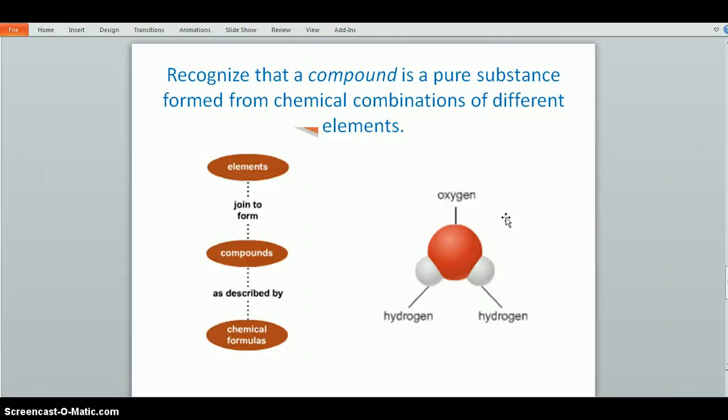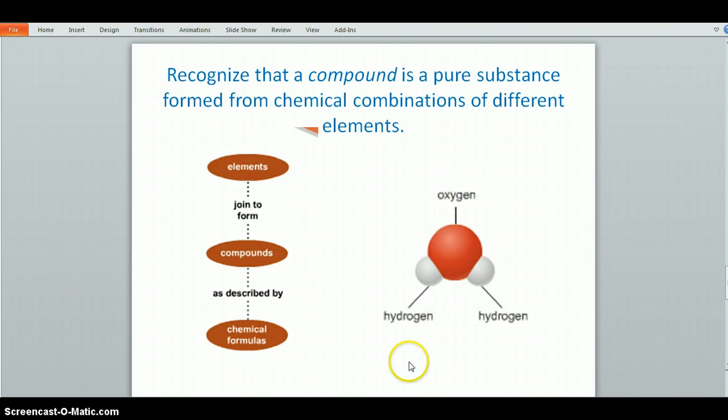Okay, another requirement for the test is that you're able to recognize that a compound is a pure substance formed from chemical combinations of different elements. So all that a compound is, you're taking several elements, they're joining together to form compounds, and we describe compounds by their chemical formulas. So here is an example of a compound.